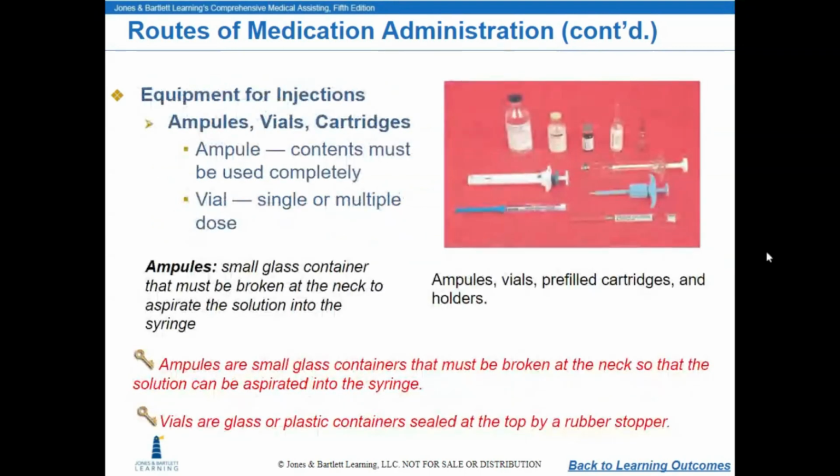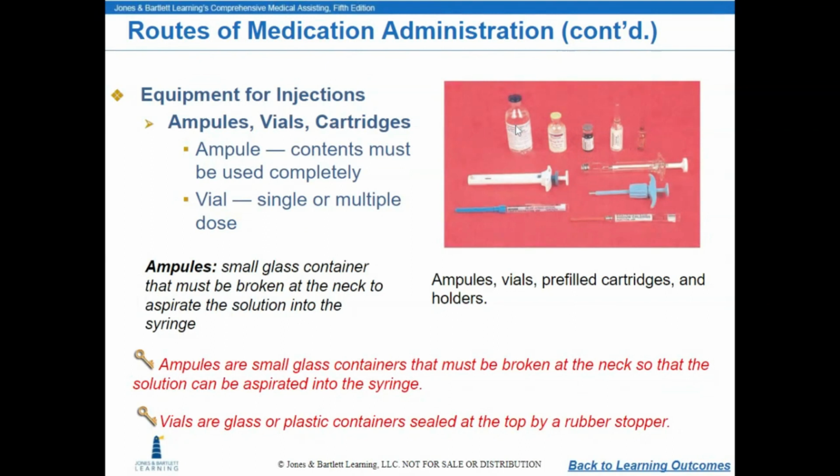Alrighty. So this is the equipment for injection. We have ampoules, vials, and cartridges. These are ampoules. Ampoules are small glass containers, so we have to be careful when we're dealing with those. You break them at the neck. You guys probably can't see this, but there's a little black line here at the neck of it. So we would take a gauze to hold it so we don't cut ourselves, and just pop it open right at the neck. I'll show you guys some examples if we have them in the classroom.